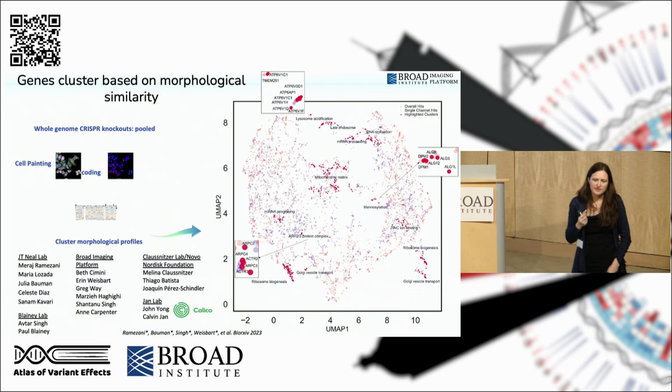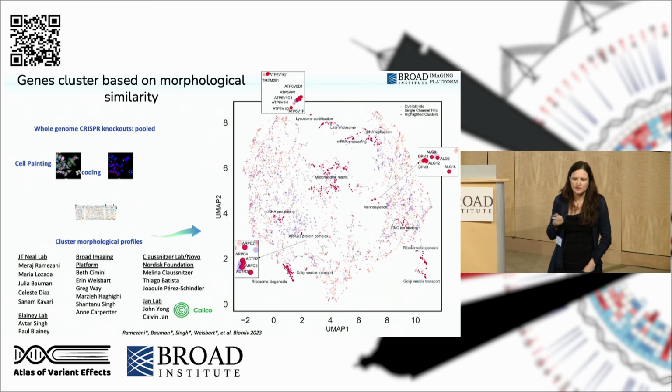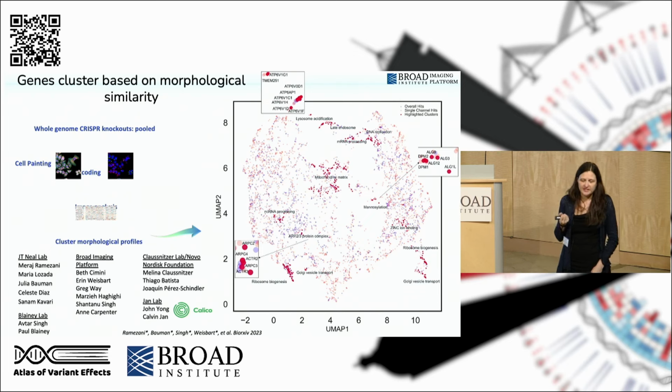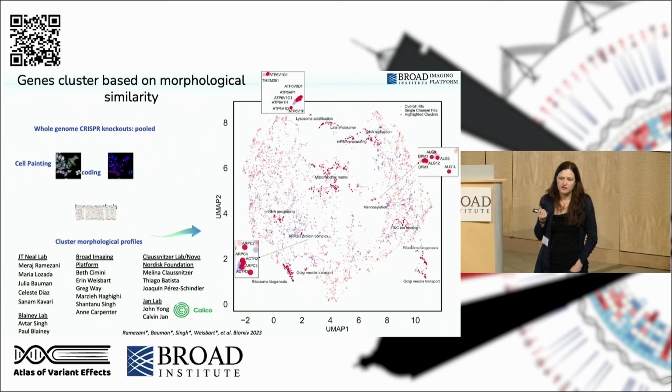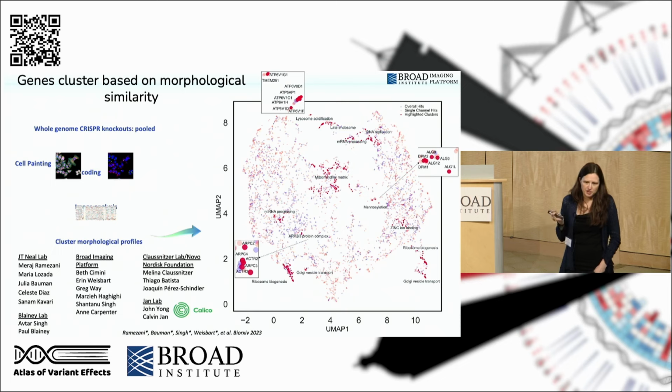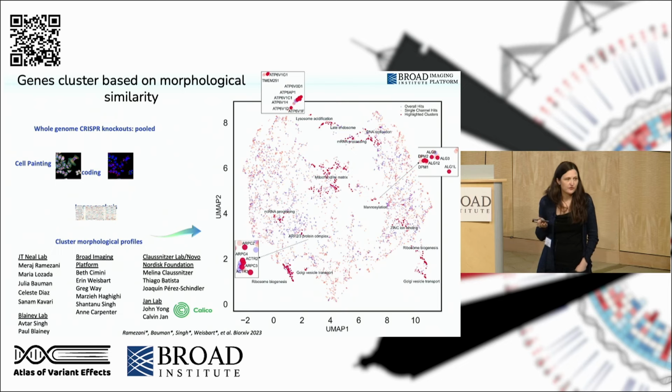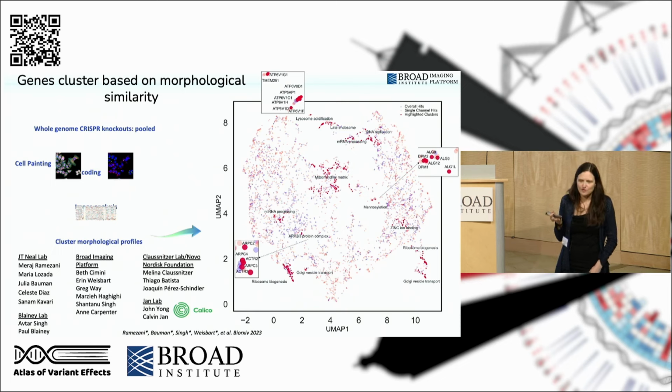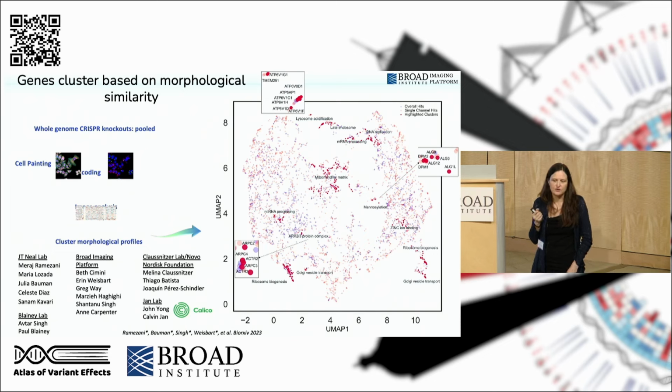Here again, it was a collaboration with JT Neal and Paul Blaney's group, as well as Calico, that funded us to create this really lovely data set that's now public, where we are knocking down each gene in the genome using CRISPR in a pooled format. We have three genomes worth of data that's out there in 2 different cell types now. And the output here is an image-based assay.